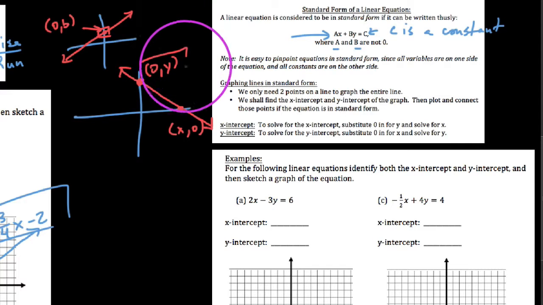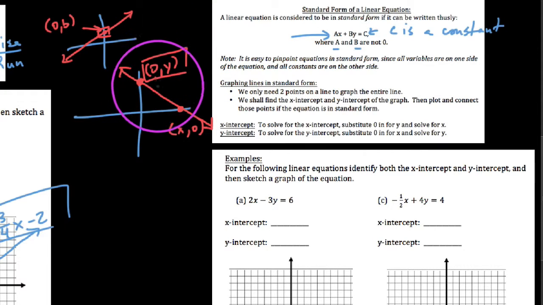least the y-intercept here, notice this: if you're looking for the y-intercept, then it's guaranteed that the x value of that point must be 0. And if you're looking for the x-intercept, it's guaranteed that at that point the y value equals 0. So what I write here is this: when you graph things out of standard form, we only need 2 points on the line to graph the entire line.